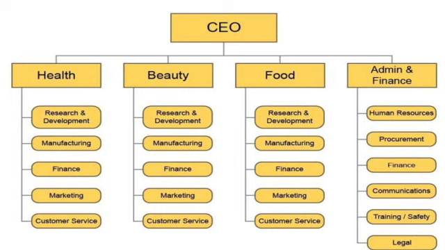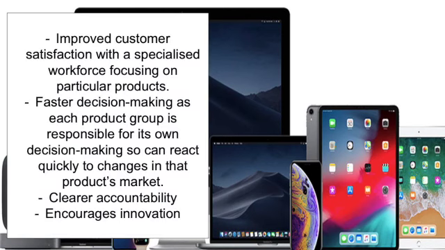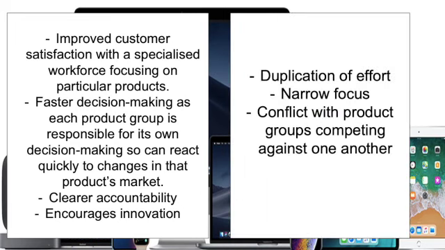So the reasons for having such a structure, well, improve customer satisfaction because you are specialising in that product. It's going to allow for faster decision making based on those products because obviously your focus is those products. Again, accountability is there because of the performance of your product, and because you are accountable for that product, it does encourage innovation because you want that product to be the best.